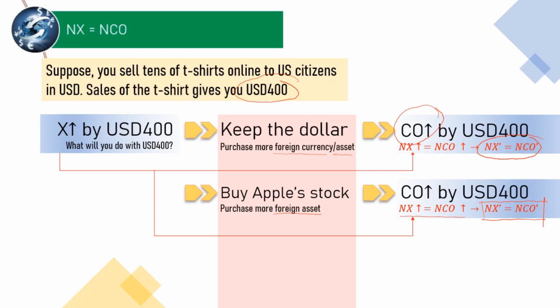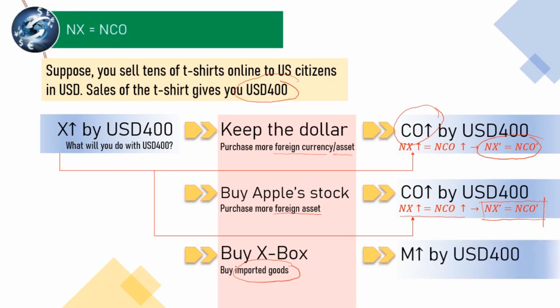The third possibility is you may use the dollar to buy US companies' products such as Xbox online. It has nothing to do with the net capital outflow. Here, import increases, and then export and import will cancel out each other. Leave the net export constant and no change in net capital outflow either. At the end, net export again equals net capital outflow.